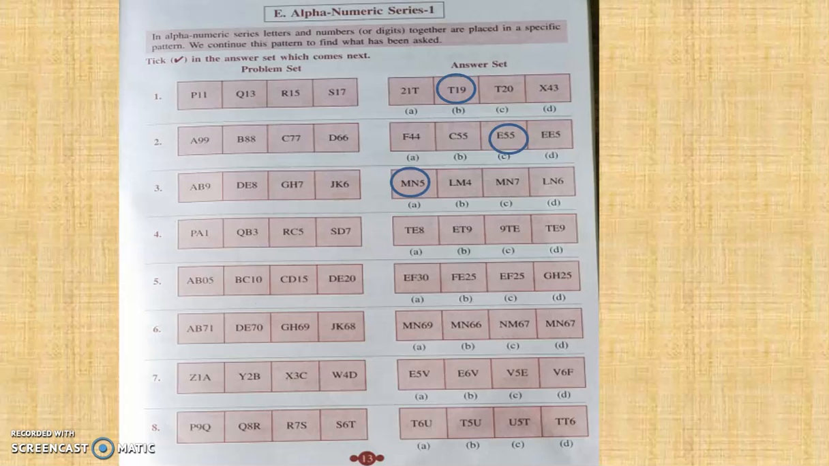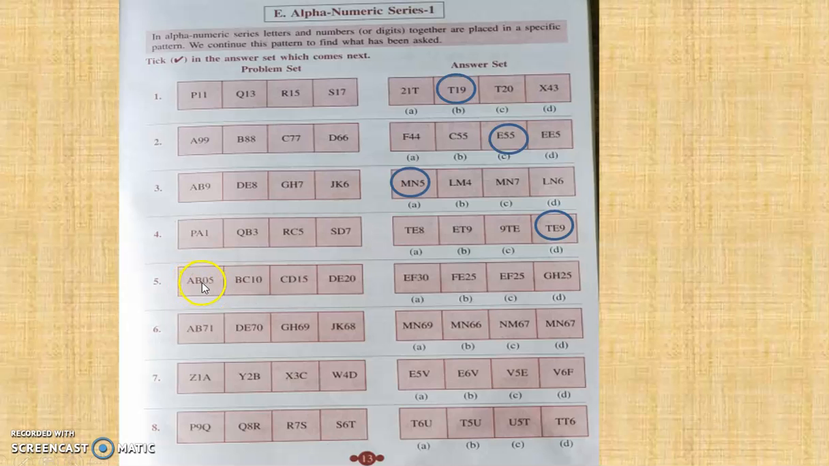Now I have to identify with the letter series. Okay, now look here. P, Q, R, S is there. Likewise, A, B, C, D is there. So after S, what will come? T, correct. After D, E. So T, E, and then the number series is increasing by odd numbers, right? So what will come? TE9. So where is it? TE9 is in the last option, right? So I have to circle this. So this will be the answer for the last one. Is it clear?